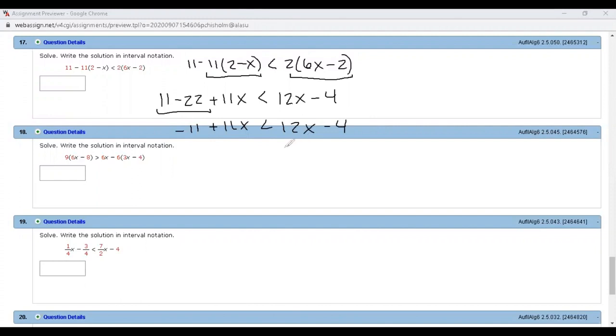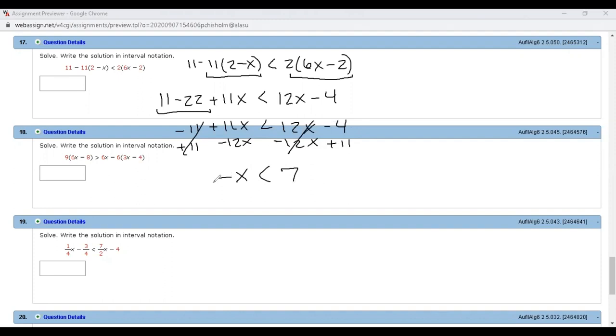From here, we can start moving things. So let's subtract 12x from both sides. Let's add 11 to both sides, okay? So we will have on our left side 11x minus 12x, which will just be -x. And on our right side, we will have -4 plus 11, which will be 7, okay?